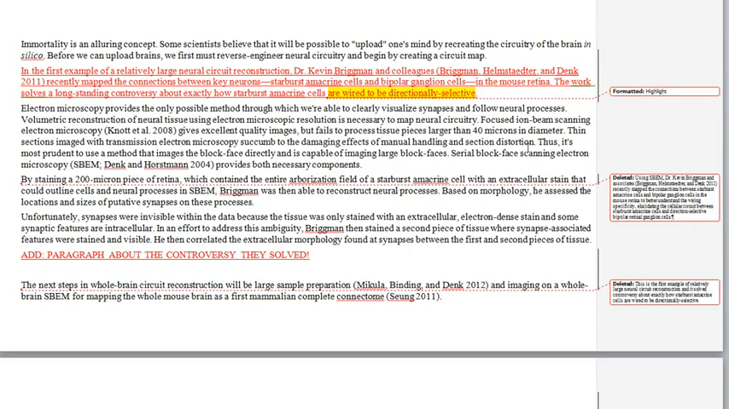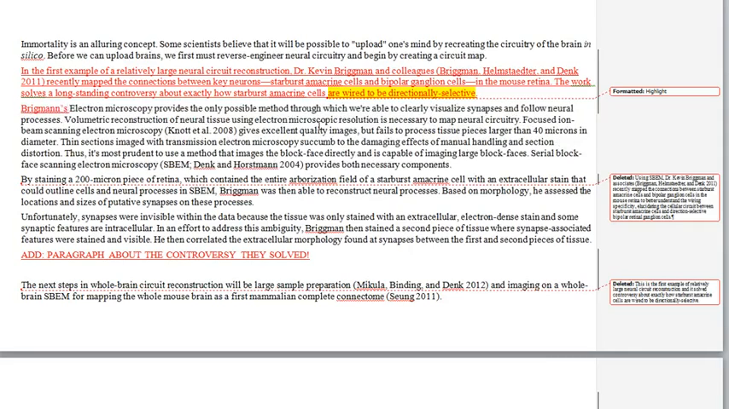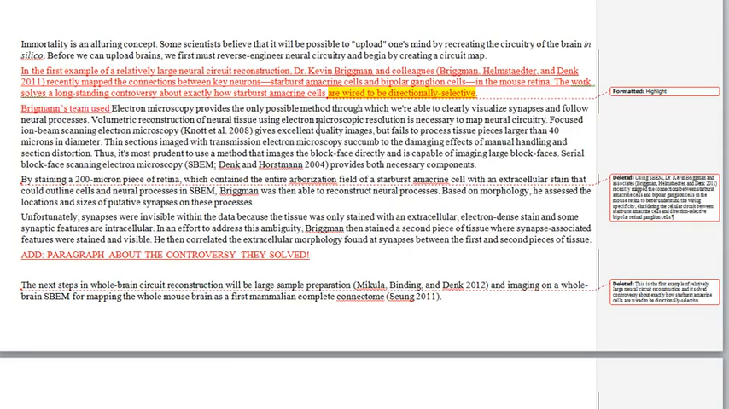So I'm going to move a few things around. I'm going to state right from the beginning, because again, this paper is about Dr. Brigman's study, let's state exactly what happened. Dr. Brigman and his team used this type of electron microscopy to visualize the synapses and map the neural circuitry. So we can state that right from the beginning. So I'm going to say Brigman's team used this serial block face scanning electron microscopy. I'm going to move this up to here.